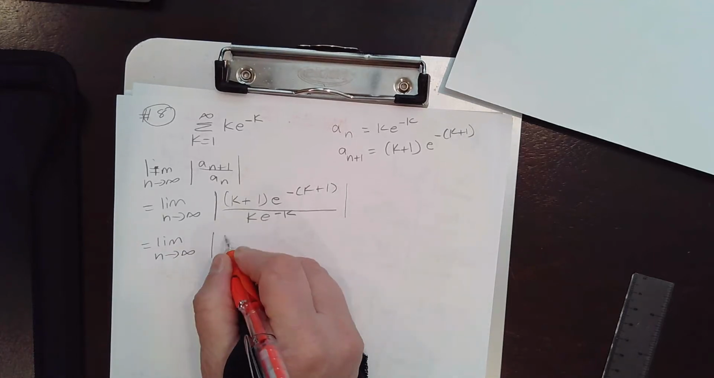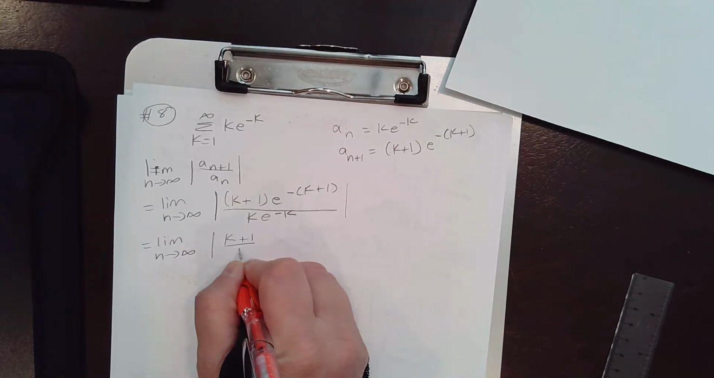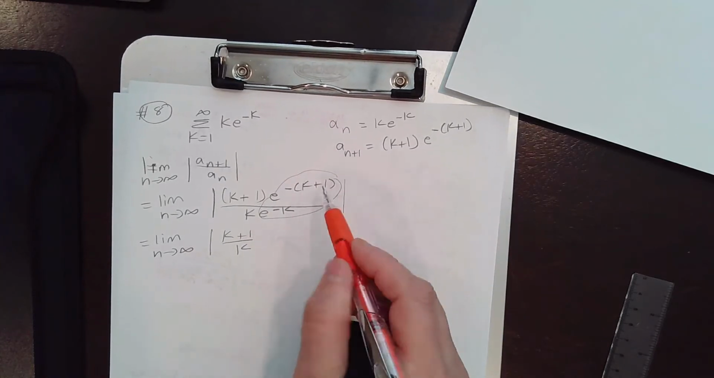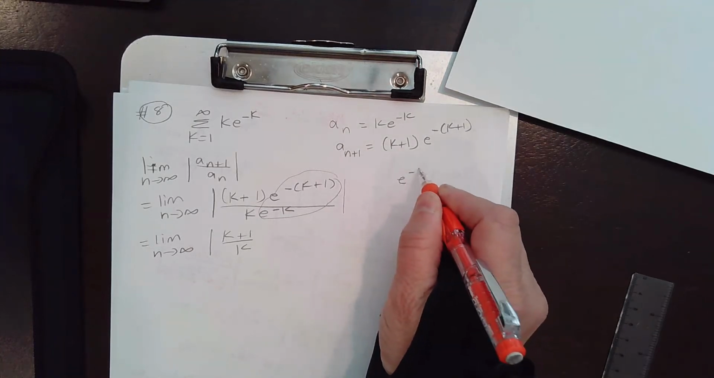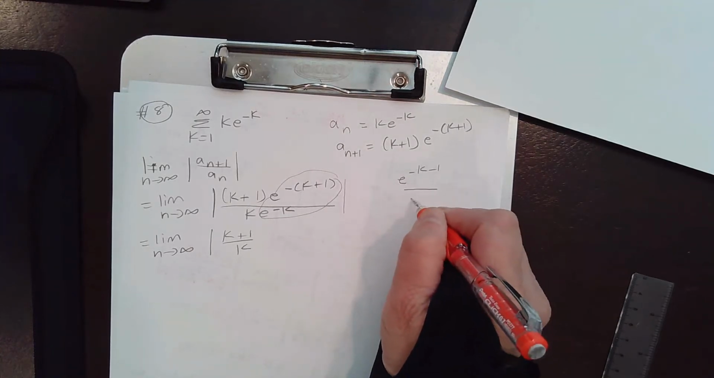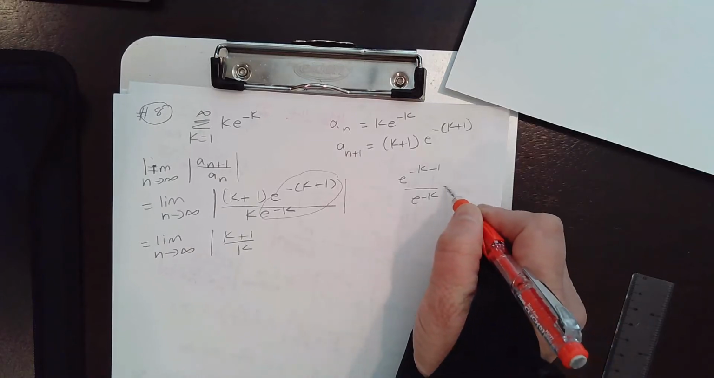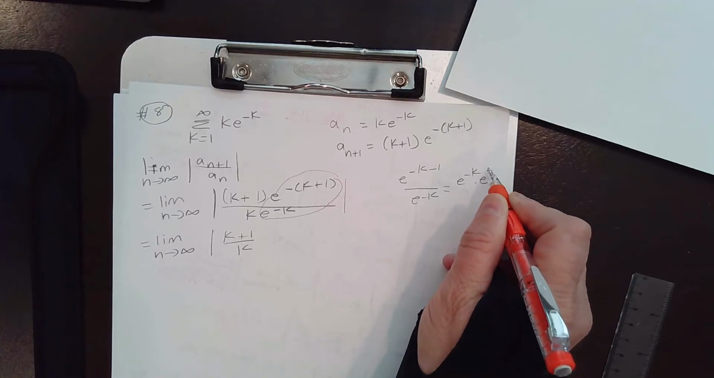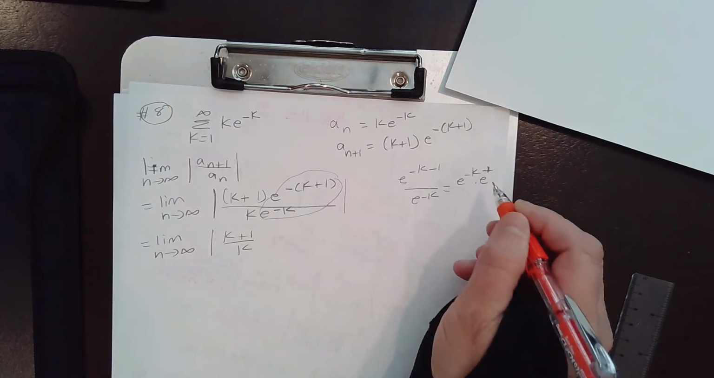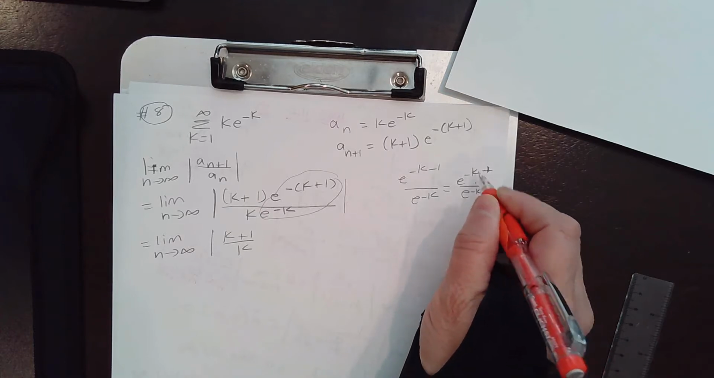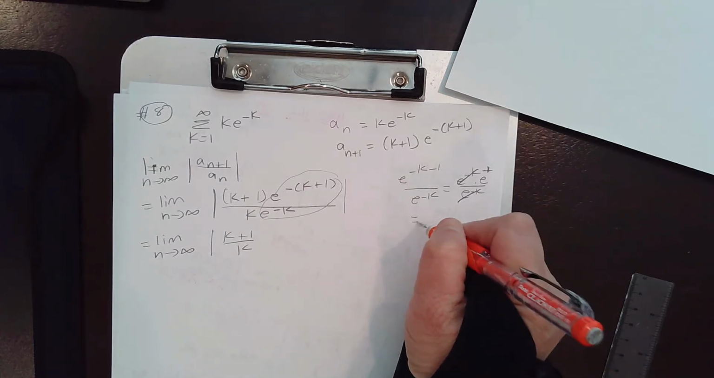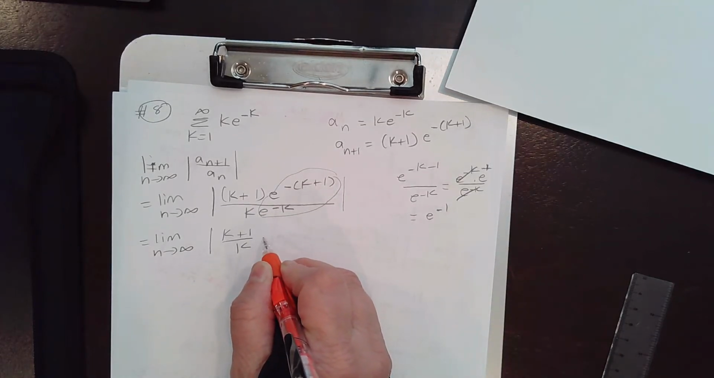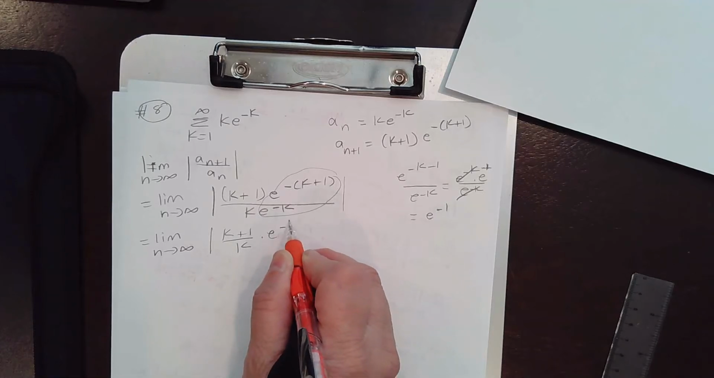If we put together k plus 1 over k, and take a look here, the numerator is the same as e to the negative k minus 1 over e to the negative k, right? So that's the same as e to the negative k times e to the negative 1 over e to the negative k. So this disappears, and what you're left with is e to the negative 1. Or you can also write it as 1 over e.